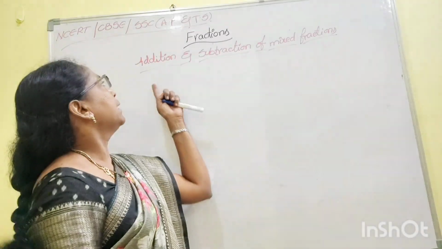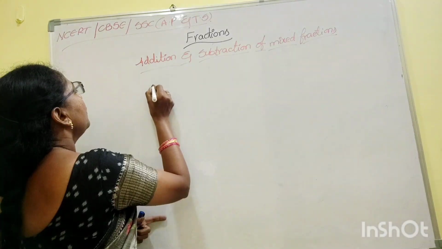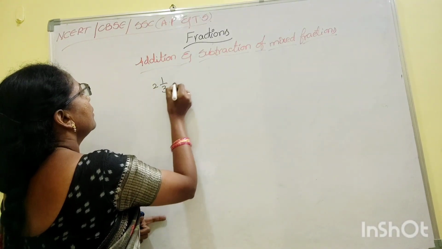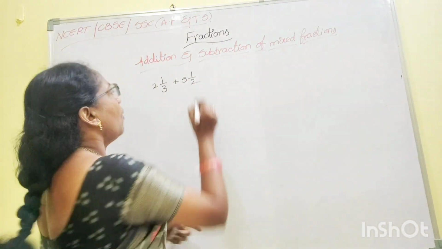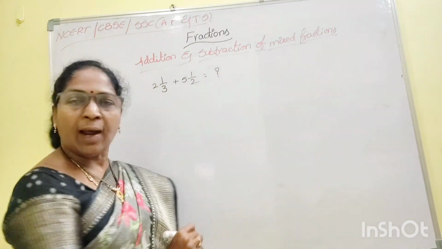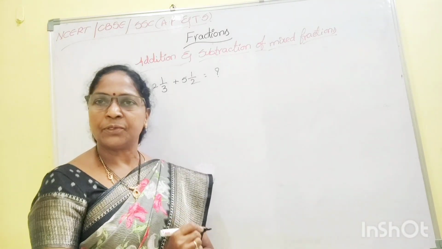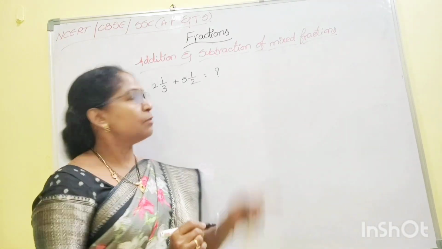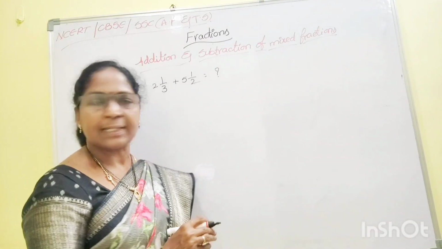Now the next topic is addition and subtraction of mixed fractions. Suppose here 2 1 by 3 plus 5 1 by 2. Now how can you find the answer? How to add these mixed fractions? Whenever mixed fractions are given in the question, first what do you have to do? First, convert these mixed fractions into improper fractions.